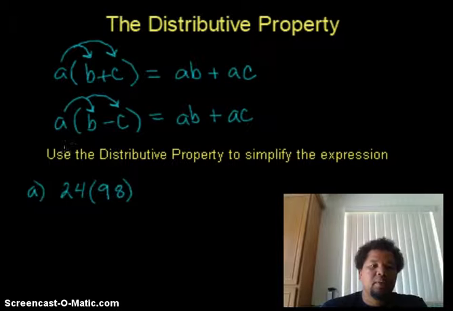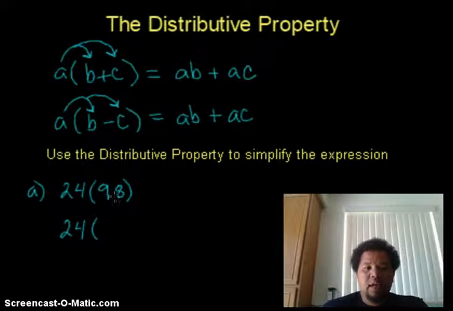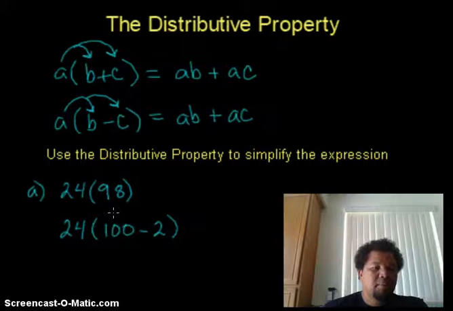Okay, so in this first example, we want to use the distributive property to simplify the expression, and this expression is 24 times 98. So what we can do is break this down into a number on the outside, and we're going to make 98 into a sum, or a difference. So in this case, let's make it a difference. Let's go 100 take away 2, because 100 take away 2 is 98. So now let's apply the distributive property. So applying the distributive property is multiply 24 times 100.